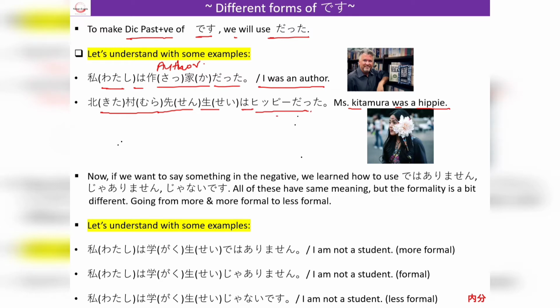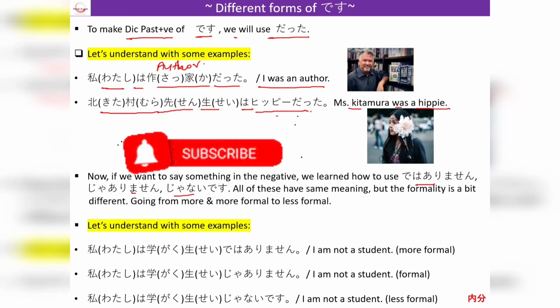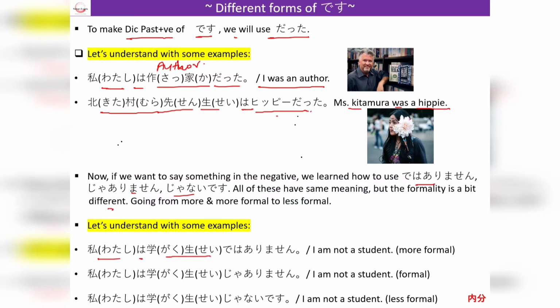Now, if we want to say something in negative, we learned how to use deva arimasen, ja arimasen, janai desu. All of these have same meanings, but the formality is a bit different. For example, watashi wa gakusei deva arimasen. So I am not a student. It will be more formal. If you want to make it a bit casual, then we will use ja arimasen, which is a colloquial expression. So sentence will become like this: watashi wa gakusei ja arimasen. I am not a student.